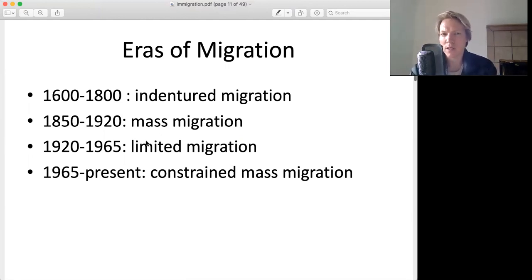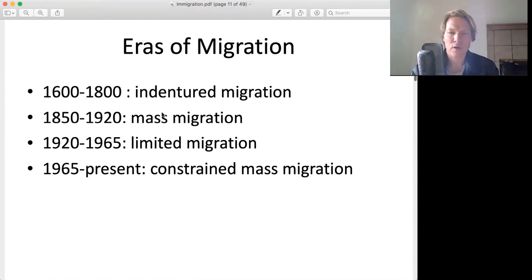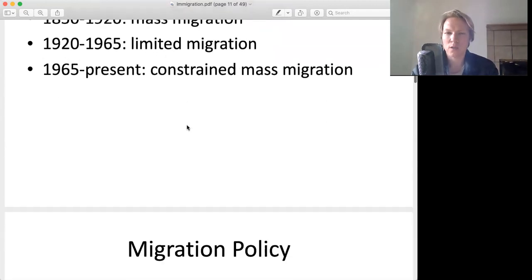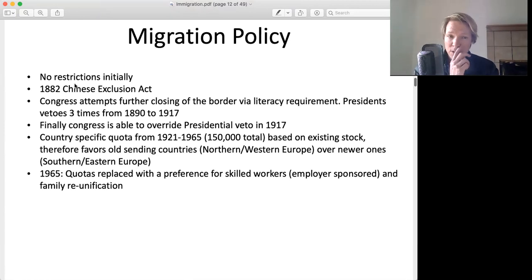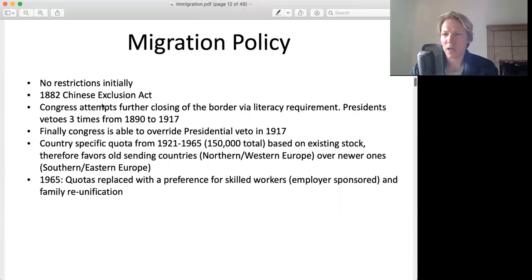The period from 1850 to 1920 is virtually close to open borders. I mean, it's not quite open borders, but it's close to, if you can get here, you can stay. So there are not many restrictions. We do have the Chinese Exclusion Act, which is the first time an ethnic group is specifically excluded from coming to the U.S. If you study history, the Border Patrol was actually founded to keep Chinese from coming across the Mexican border. That's its origins.